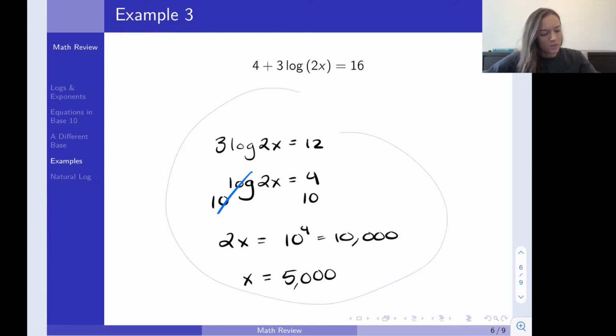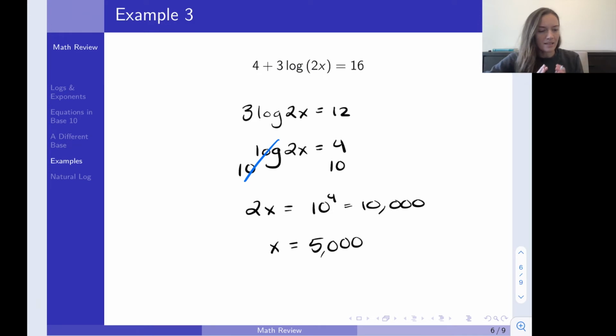So I would always recommend condensing your equation first down into just a log of something with x equals just some number on the other side first. A lot less room for mistakes that way.